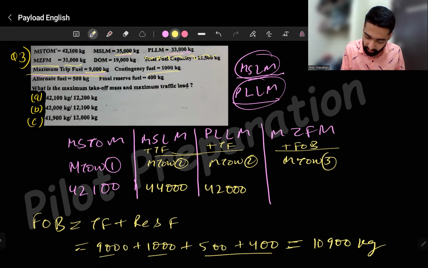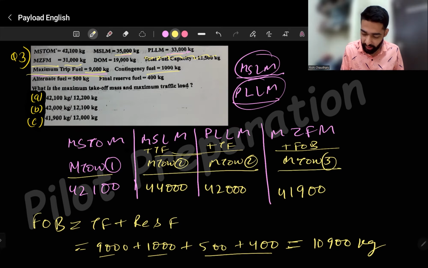What is my MZFM? This is 31,000, and 31,000 plus 10,900 is nothing but 41,900. So I got all the values. This is my MTOW1, this is my MTOW2, this is my MTOW3. You can see how I could have easily ignored the first MSLM value here itself, because this was bigger than the PSLM value. So I don't even need to calculate the MSLM value. Directly I got the PSLM value, which is MTOW2, and this is 42,000, this is 42,100, this is 41,900.